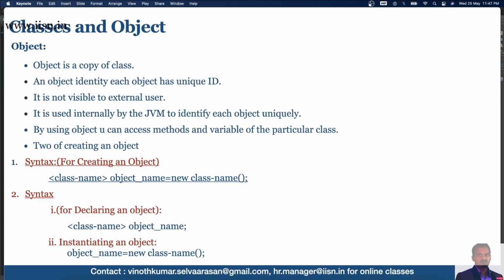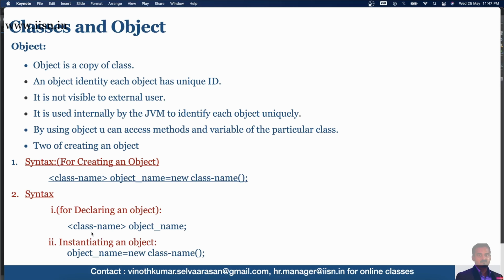Now we are going to see the syntax for creating an object. There are two ways of creating an object. The first one is: class name, object name equal to new class name. For the class name, you give the class for which you want to create an object. You can use either the first or the second syntax. The second one is for declaring the object first, and then initializing the object.